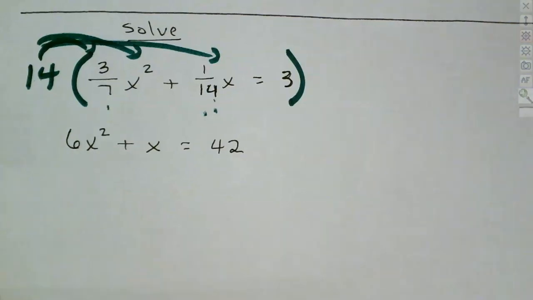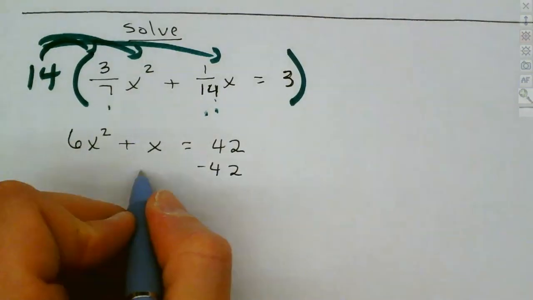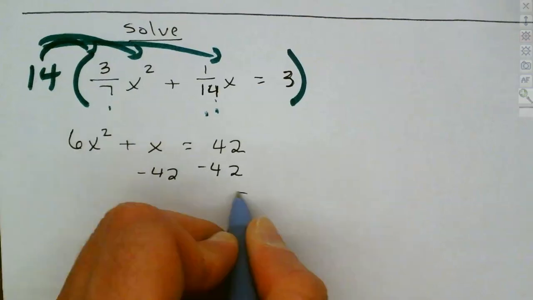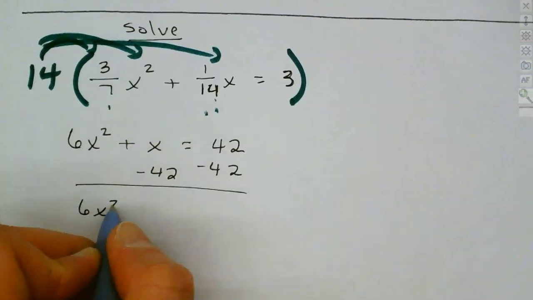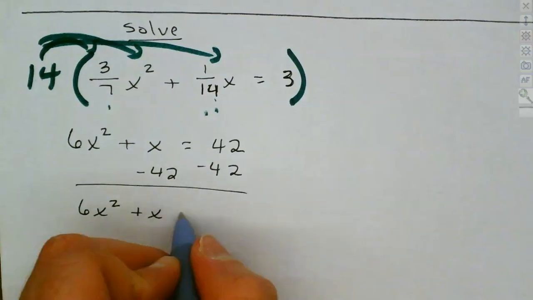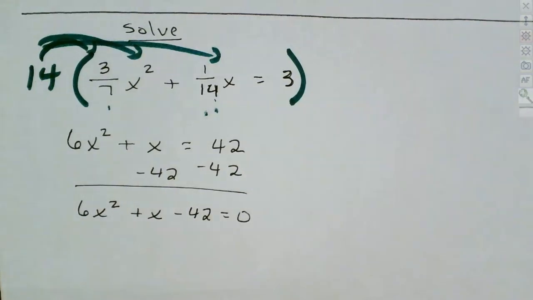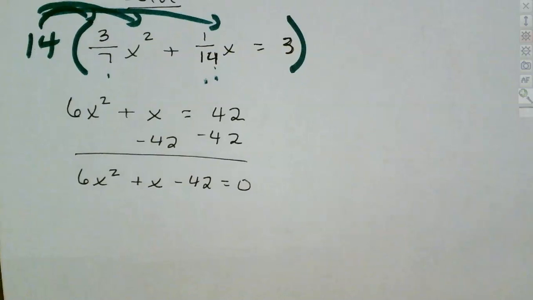Now, we want to solve this with the quadratic formula. So, this needs to be moved over, right? So, let's go ahead and move that 42 over. So now we've got 6x squared plus x minus 42 equals 0. It's not going to factor. We want to use the quadratic formula. Is it set up in the right order?